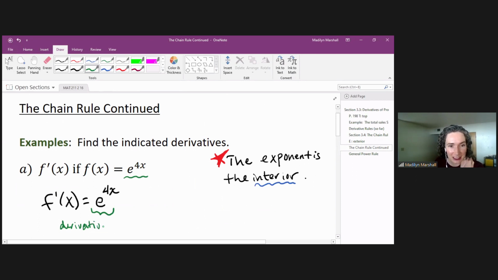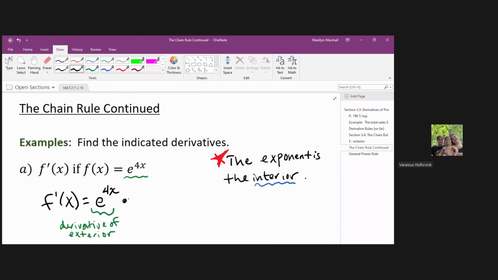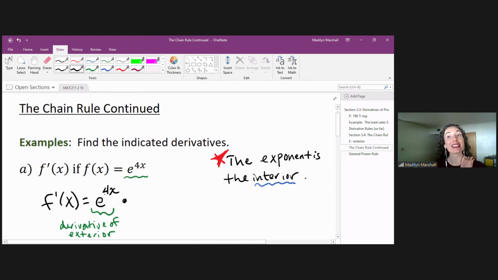Derivative of the exterior. It doesn't change because it's an e to a power. Then we still have to multiply by the derivative of the interior. Which is the same? Not quite. The interior is 4x, the exponent up there. So the derivative of 4x is just that 4. Yes, exactly. Just 4.